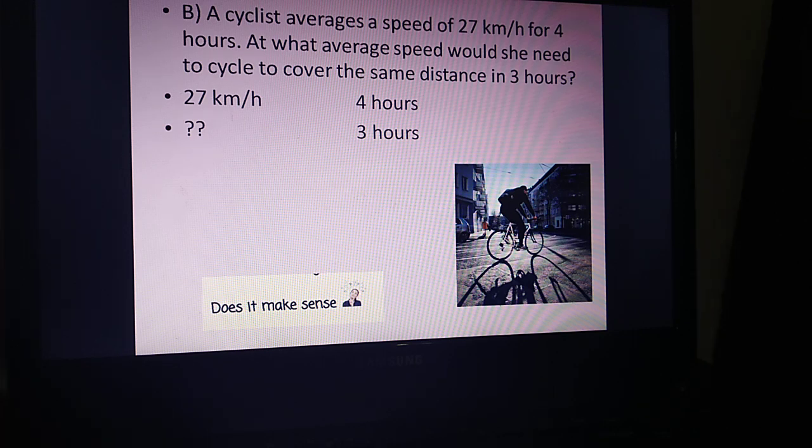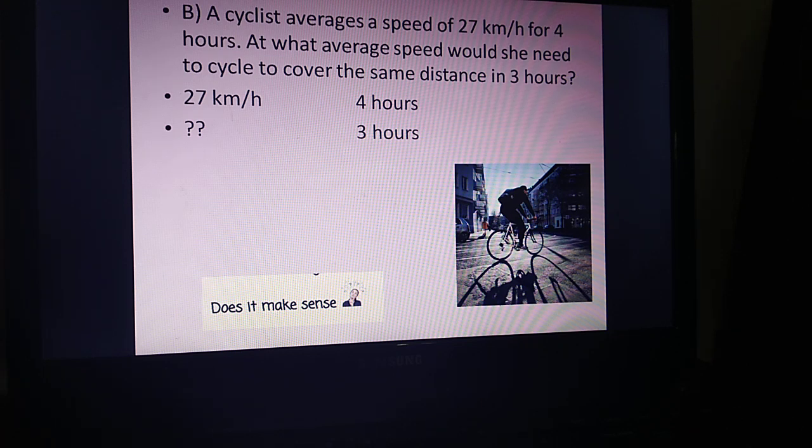We put the speed under the speed and the time under the time. Now, if the speed was 27 km per hour, the time needed is 4 hours. Now, at what speed does she need to cycle to cover the same distance in only 3 hours? So I put the numbers where they belong and I ask myself, is this direct or inverse proportion? Now, by a certain speed, I could finish the distance in 4 hours. Now, what if I need to finish the same distance in less time? Does this mean my speed must be higher or lower? Good job. If I need to cover the same distance in less time, it means I'm going to go faster, which means my answer must be a number greater than 27.